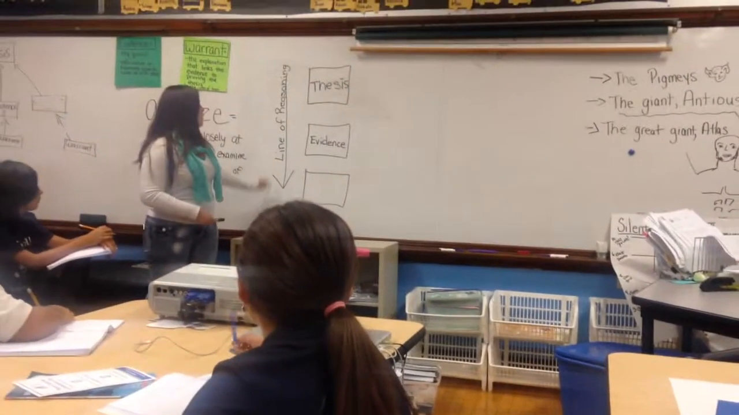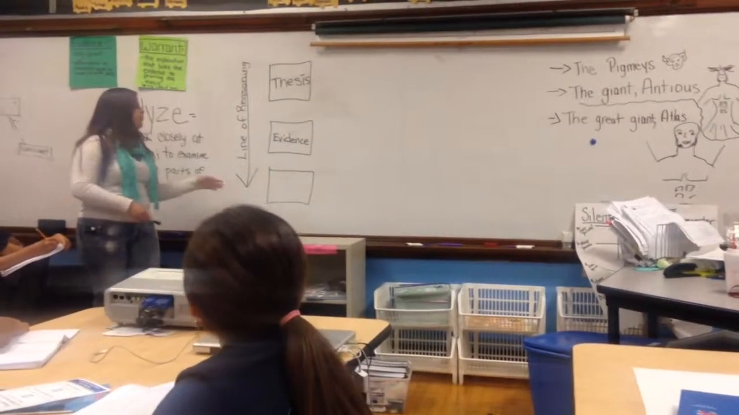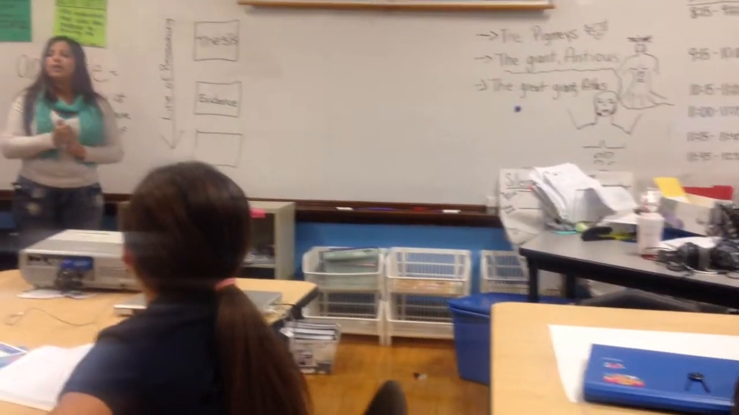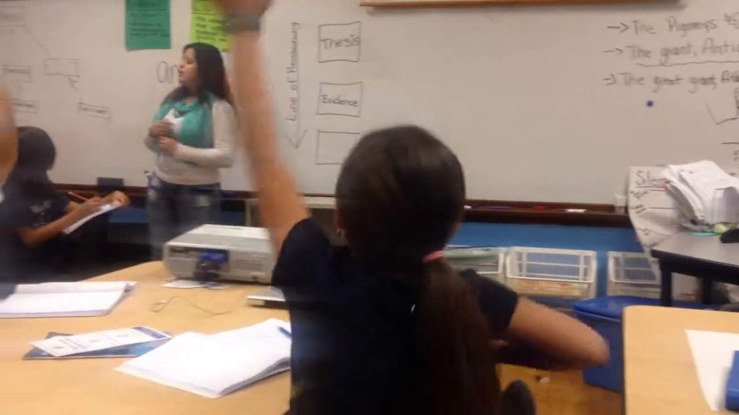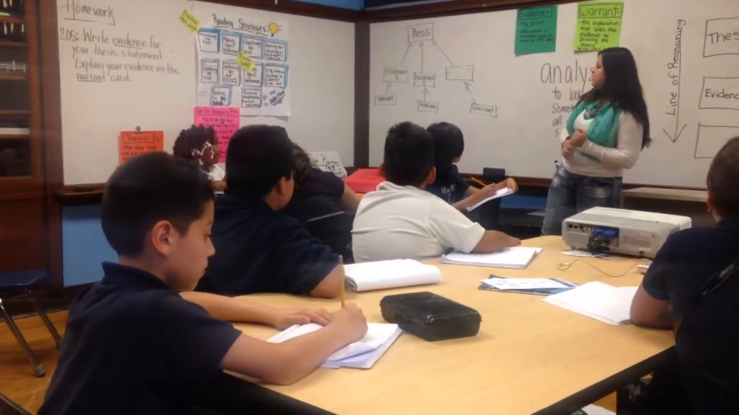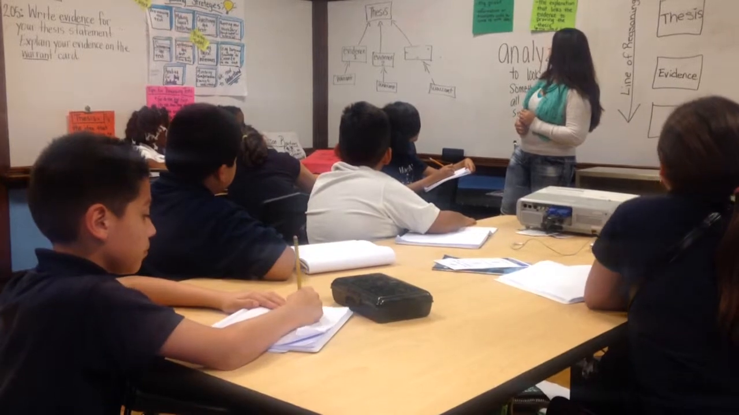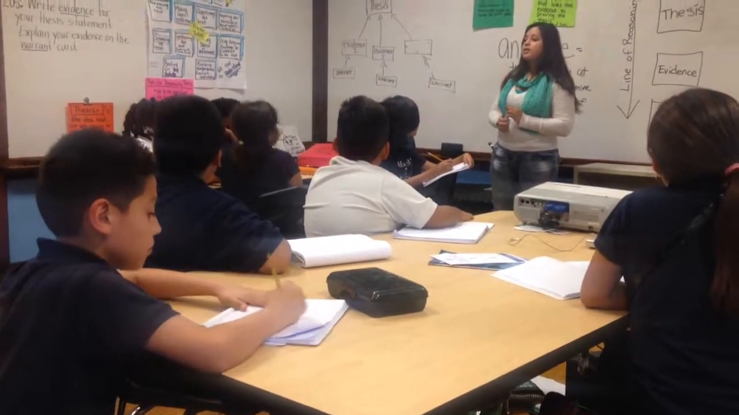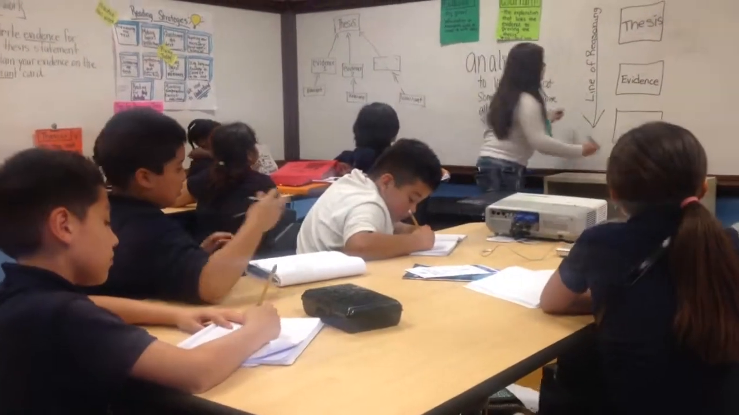Exactly. Okay, so our final box in our line of reasoning is the warrant. And someone who hasn't participated already, can someone tell me what a warrant is? The explanation that links the evidence to proving the thesis. Exactly. Okay, so that's the explanation to our evidence. So that's the third box, warrant.